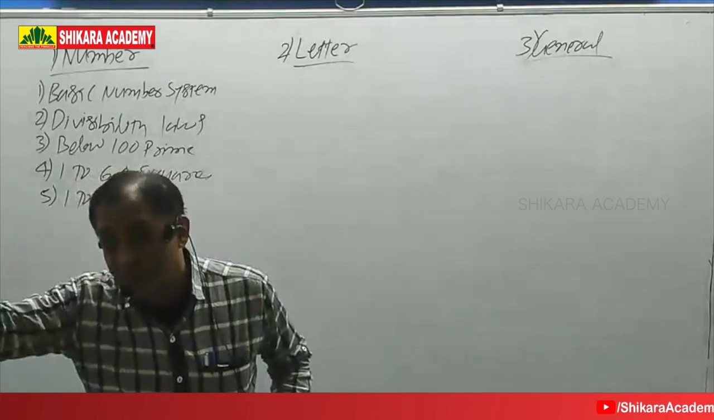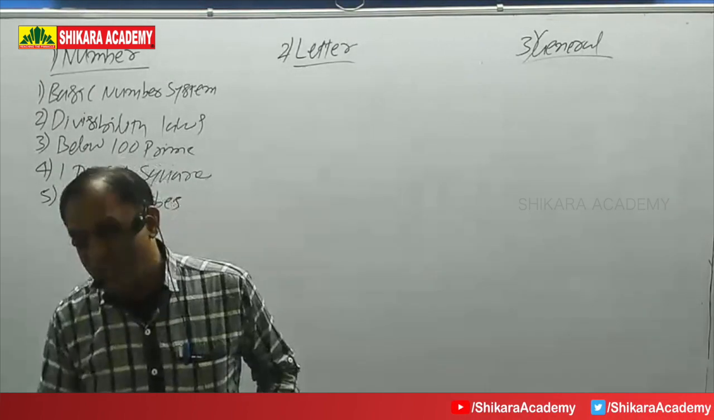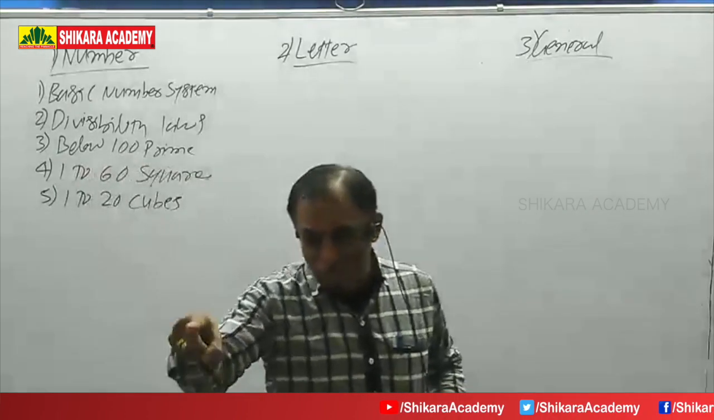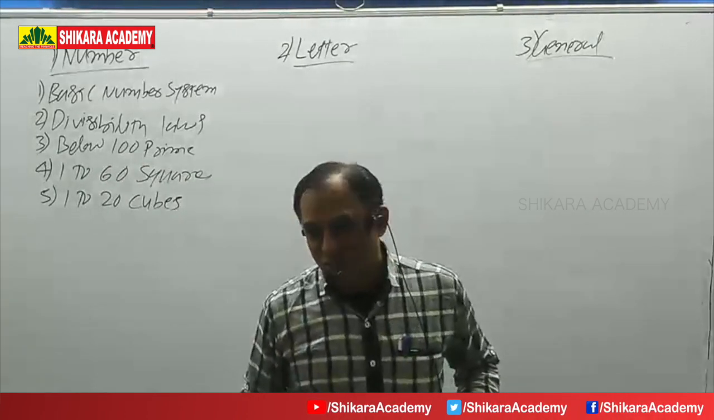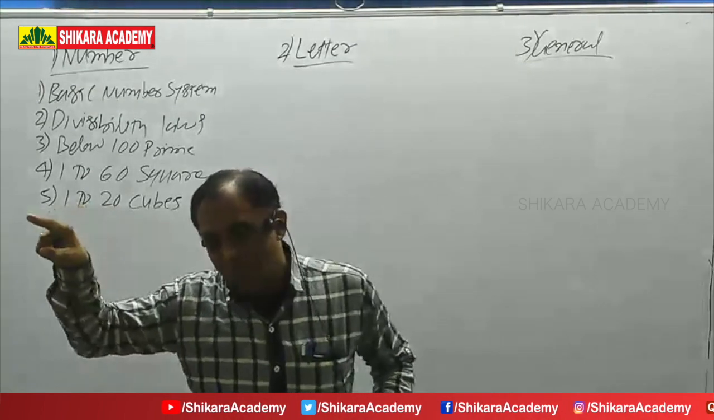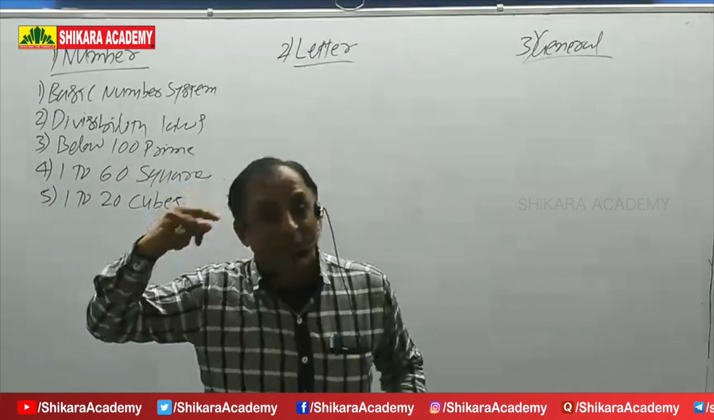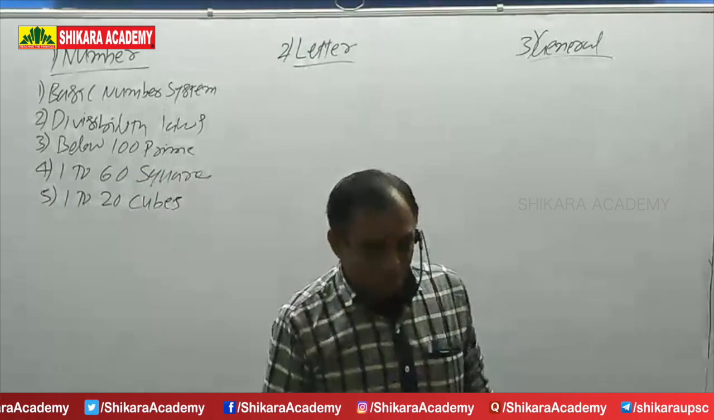Ramanujan's number is 1729. 1729 minus 1 is 1728, that is 12 cube. 9 cube plus 10 cube is Ramanujan's number. 9 cube is 729, 10 cube is 1000. 729 plus 1000 is 1729. 1729 minus 1 is 1728.